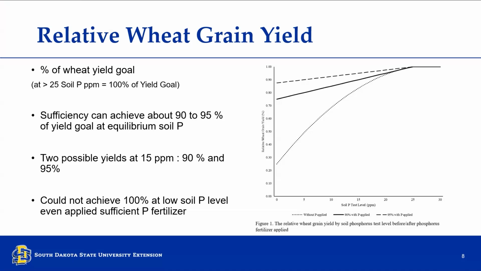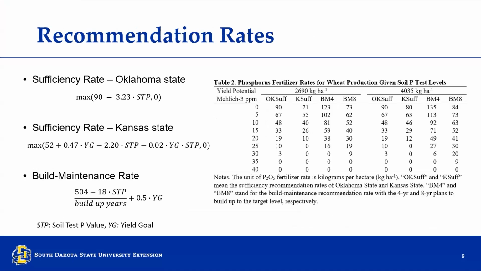So at the zero level, when they applied sufficiency or build maintenance, they could reach about 75% or 87.5% of their yield potential. This one is a recommendation rates difference. So I brought two numbers for each sufficiency and each build maintenance.